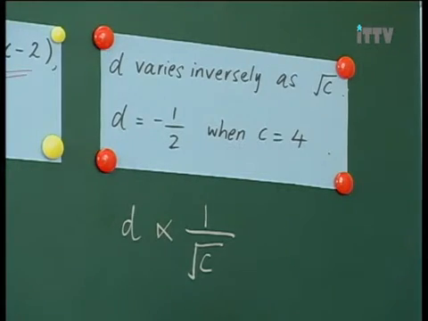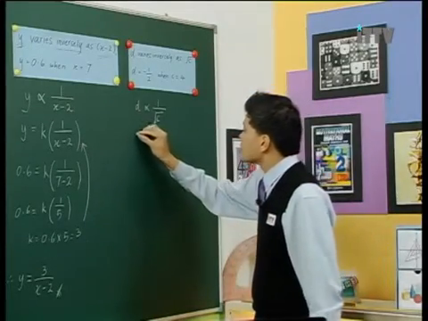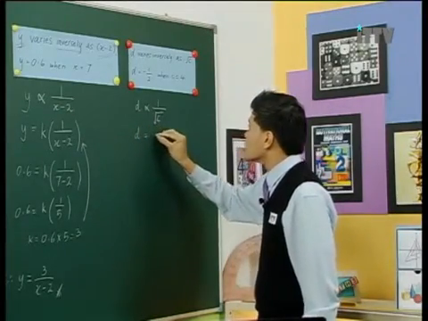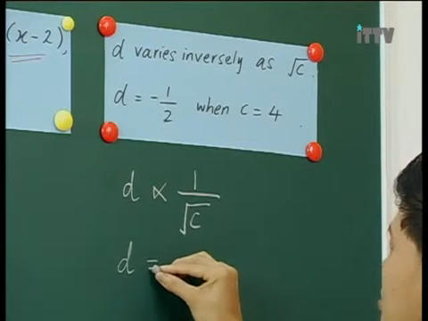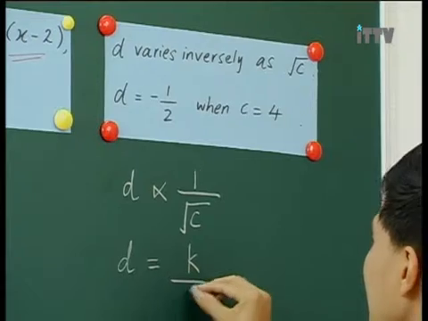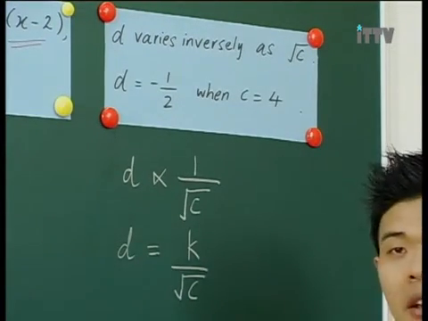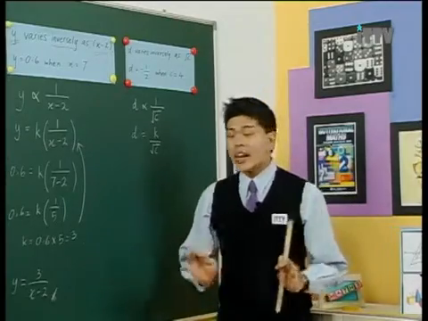Now, what do you want? You want to change it to an equation, right? So you must change the symbol to an equation. And every time you want to change to an equation, multiply k with this whole thing. So immediately, D equals k over square root c. The equation is not complete unless you find k.